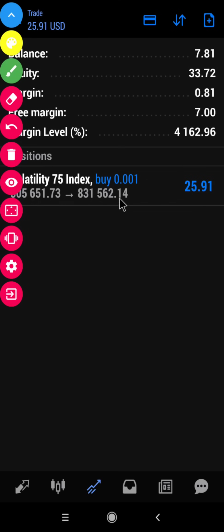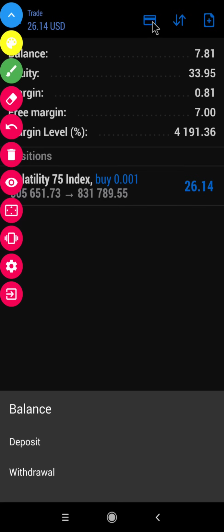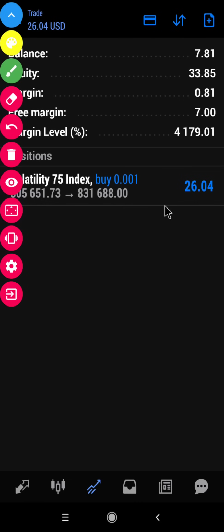Let's quickly trade this tiny account. I'm going to show you. This is of course a real account. If you don't have this option, you're probably on a demo. You should be able to see deposit together with withdrawal right there. So this is a $7 account.